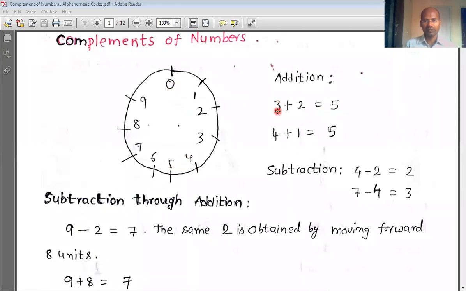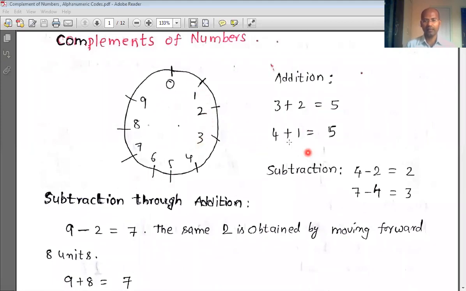From the initial position, take 3 steps: 1 step, 2 steps, 3 steps, and we are at 3. 2 is to be added to 3, so from here take 2 steps, 1 step and 1 more. Finally we are at 5. That is how we get 5 in this diagram. This means we are looking at addition in this diagram.